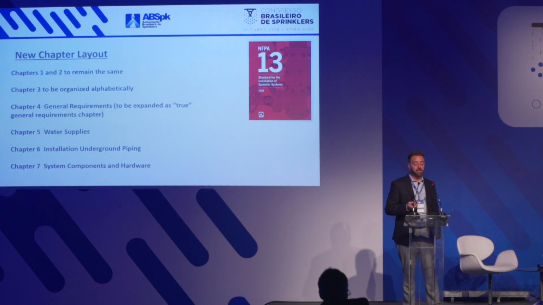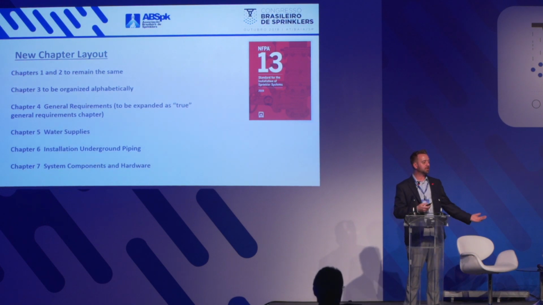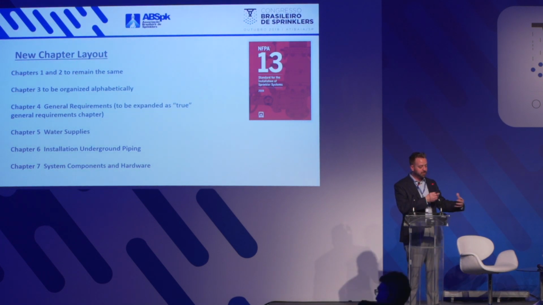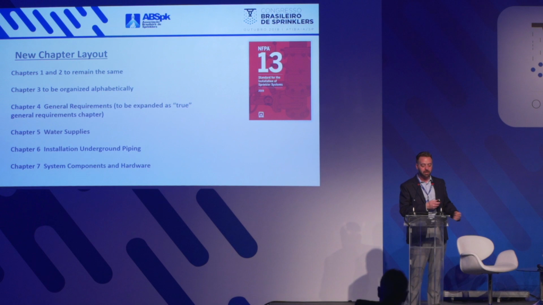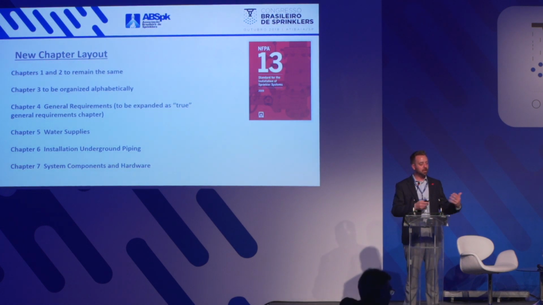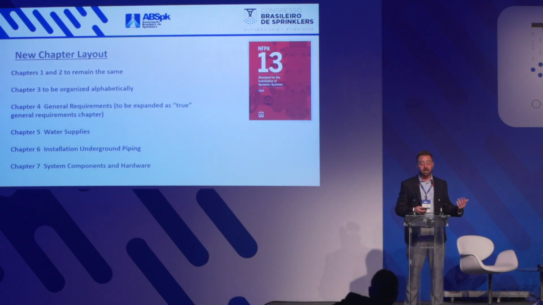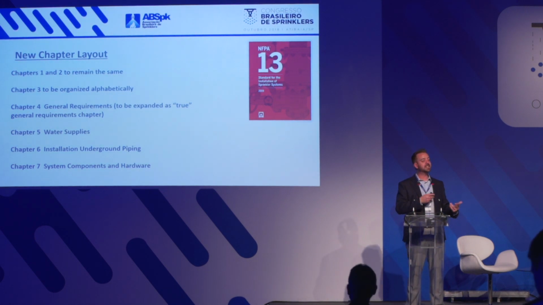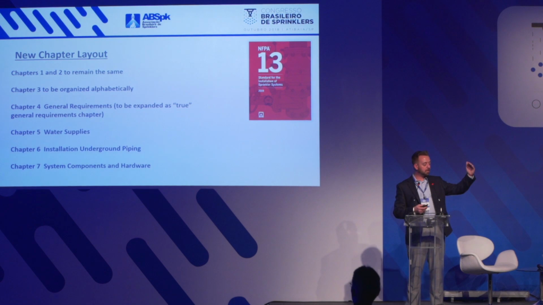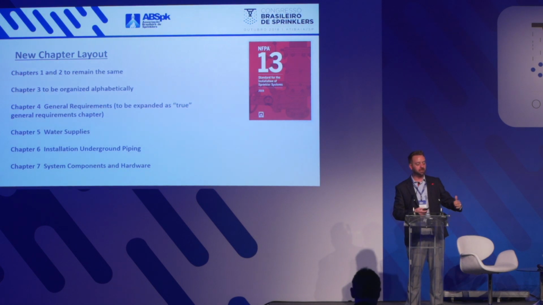So the new layout is going to look like this. Chapter 1 is basically your administration and your introduction to the standard. Chapter 2 is references to other publications that are used throughout the standard. They are going to remain the same. Chapter 3, where you find your definitions, now it's all going to be alphabetical. So in the past, you'd have to look around and find the classification because they were kind of grouped together with what they applied to, but now you'll know you're just going alphabetically through the standard to find that information.